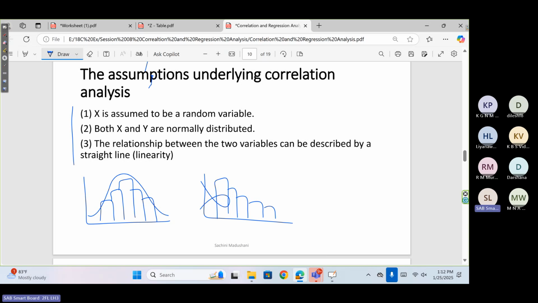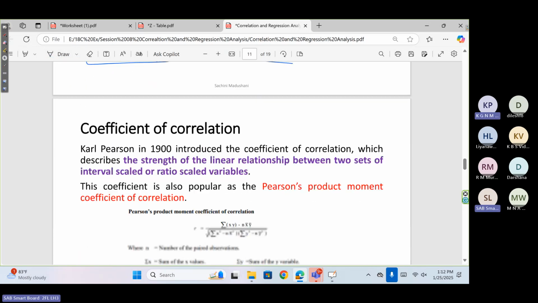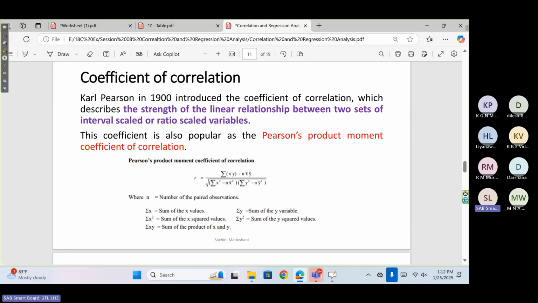It's clear. Then we move into the calculations. This is the very easy method we can find out the correlation coefficient. In your syllabus you need to find out the correlation coefficient for quantitative variables, not the qualitative ones. Therefore, we use Pearson's product moment coefficient of correlation. That name is Pearson; this coefficient was introduced by Karl Pearson.